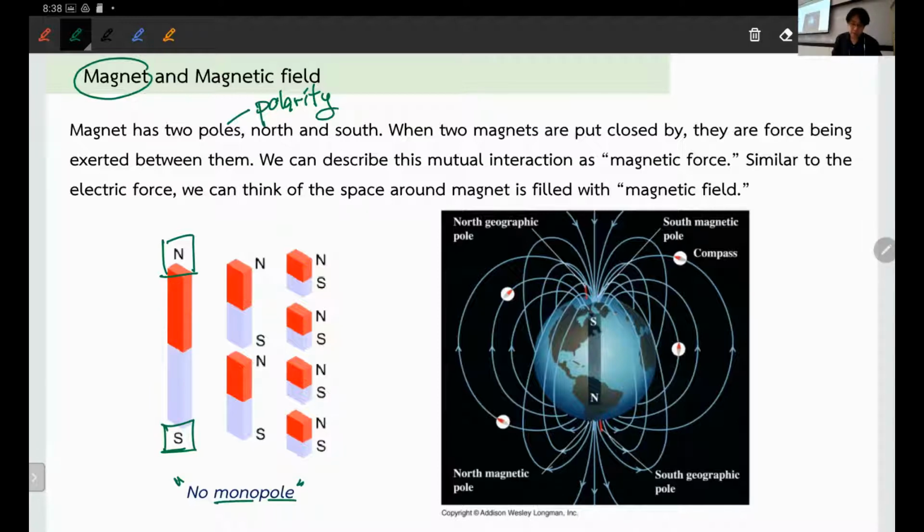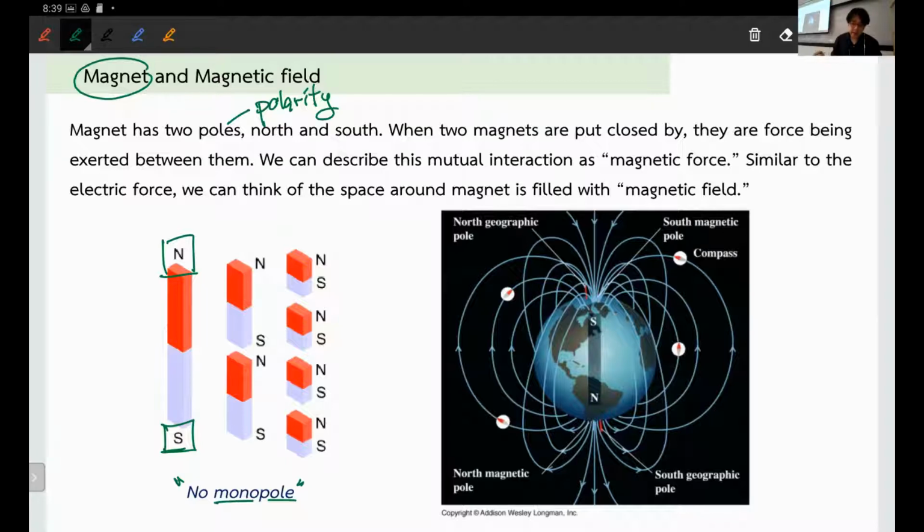Okay, north and south. Even though you have a magnet bar and then you slice it in half, each half will be composed of north and south no matter what. And you can keep slicing in half no matter how many times, you're going to end up with north and south side by side all the time.